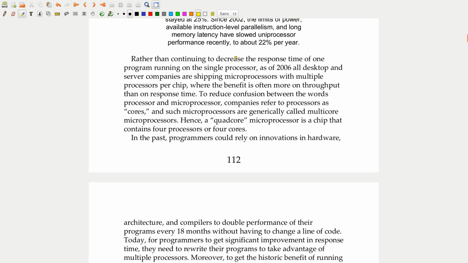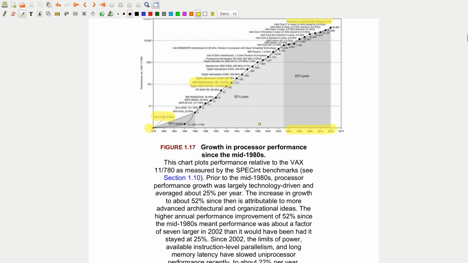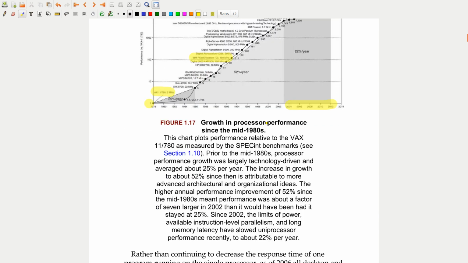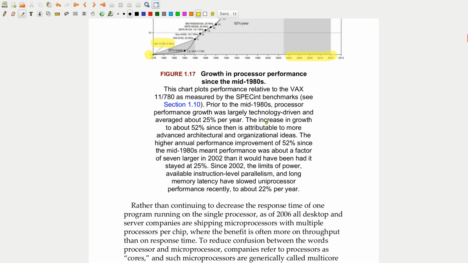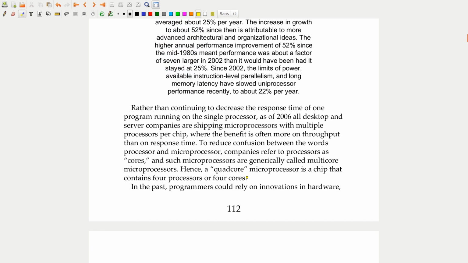Okay, so rather than continue to decrease the response time of one program, this is saying that instead of making chips faster and faster to do one thing, why don't we do 4 things at once, or 2 things, or 6 things or 8 things. So now we're referring to what used to be just regular processors. Now those are just becoming cores. And so now we're making multi-core microprocessors. So things like quad core, we've got 4 processors or 4 cores.